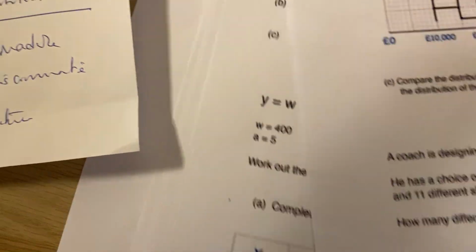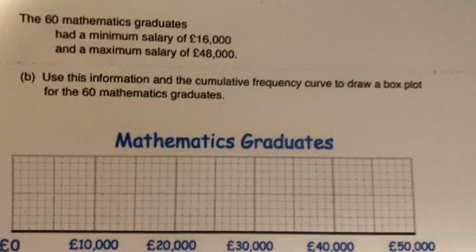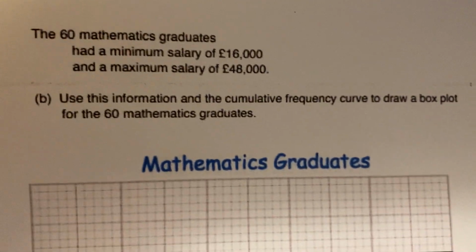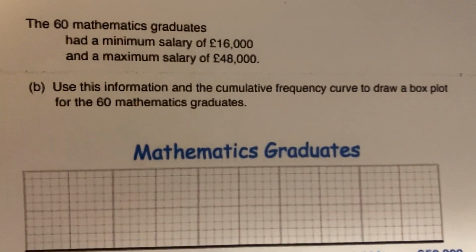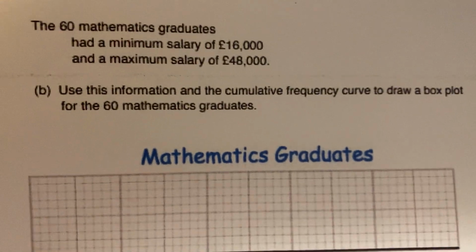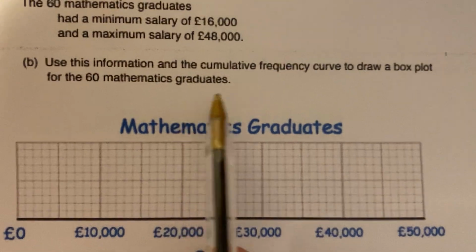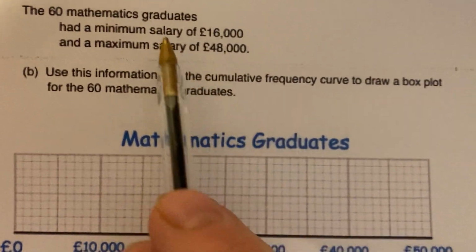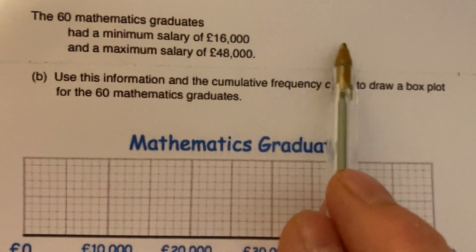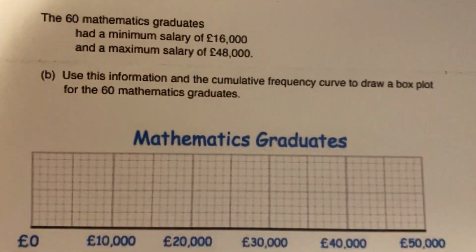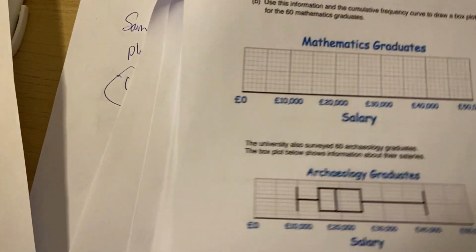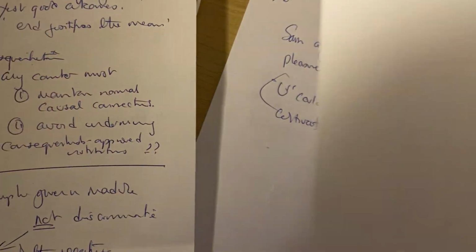Right, and then it says, oh, I see where we're going to go with this one. It says the 60 mathematicians had a minimum salary of 16,000, maximum 48. Use this information and the cumulative frequency curve to draw a box plot. Box plot needs 5 things: minimum, maximum, median, lower quartile, and upper quartile. So I need to find the lower quartile and the upper quartile as well. So go back to this, and the median, which is the middle quartile, we said that came as 30,000, didn't we?